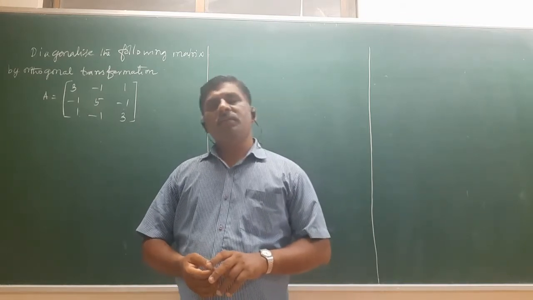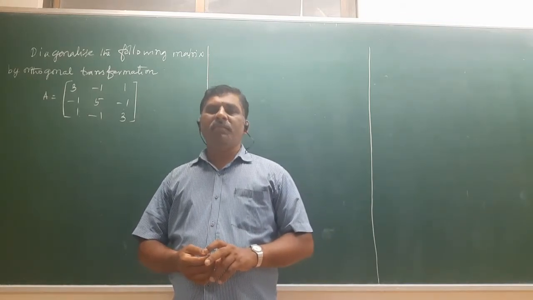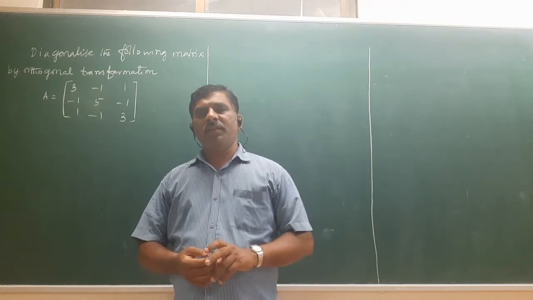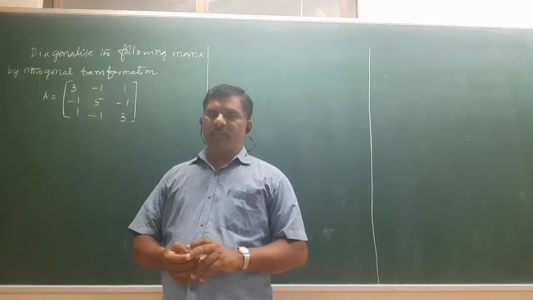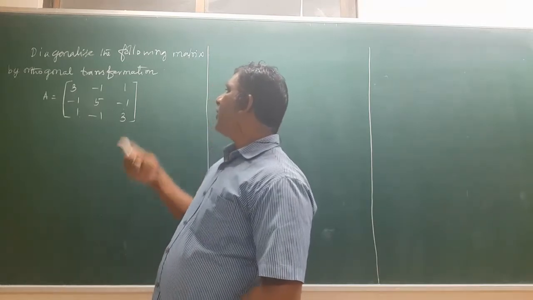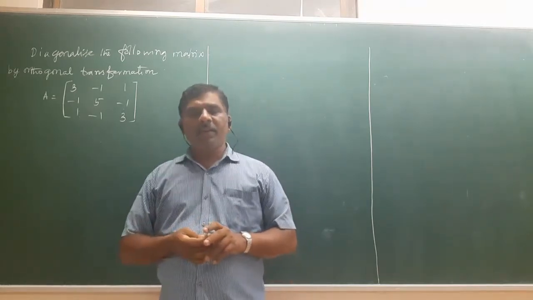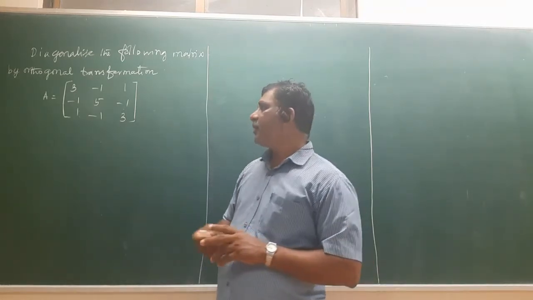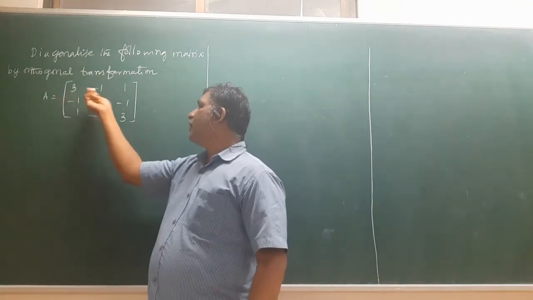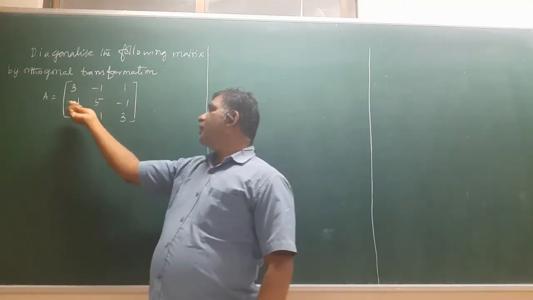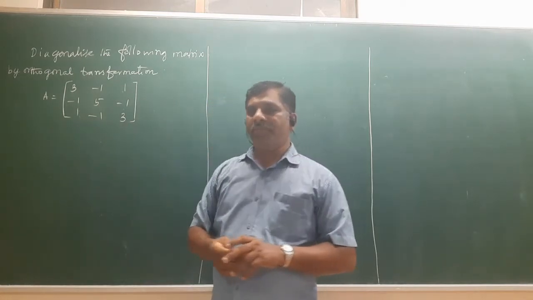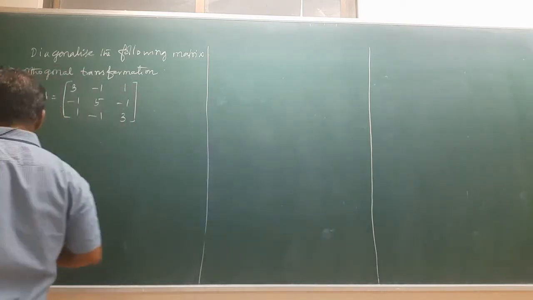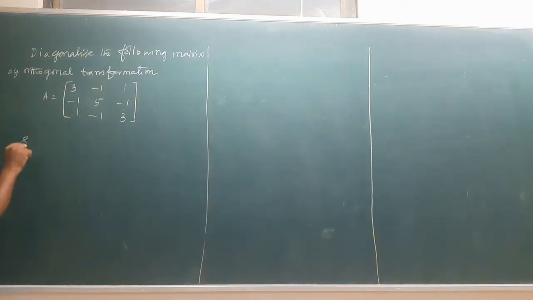In this class, we are going to discuss one problem in diagonalization of a matrix by orthogonal transformation. See the problem. Diagonalize the following matrix by orthogonal transformation, where A equals [3, -1, 1; -1, 5, -1; 1, -1, 3]. See the solution. How to write the solution for this?